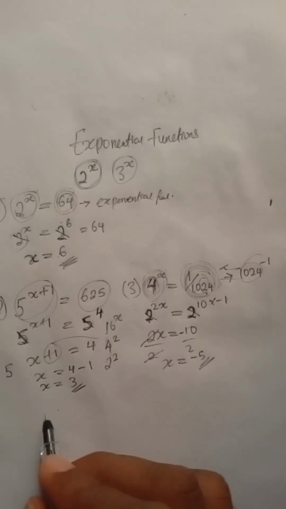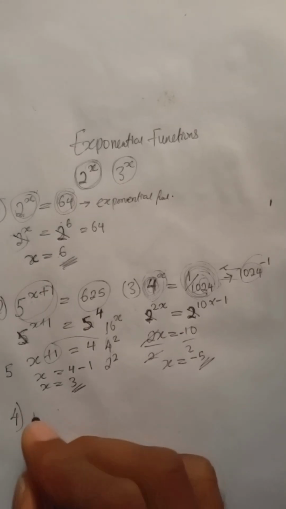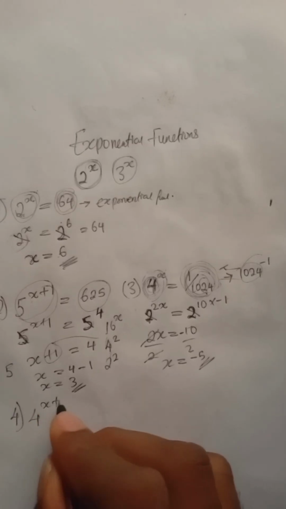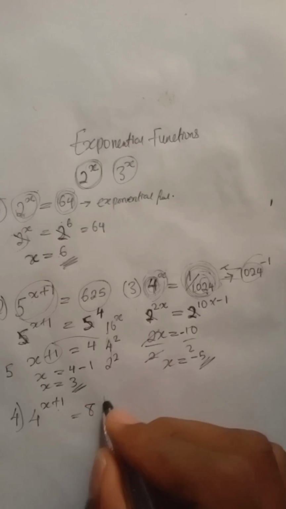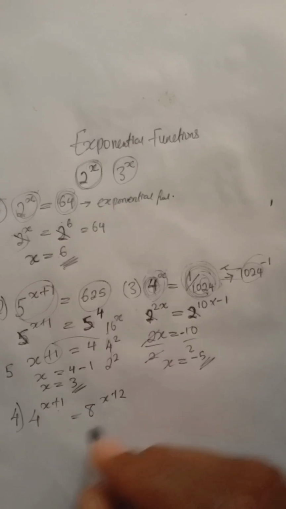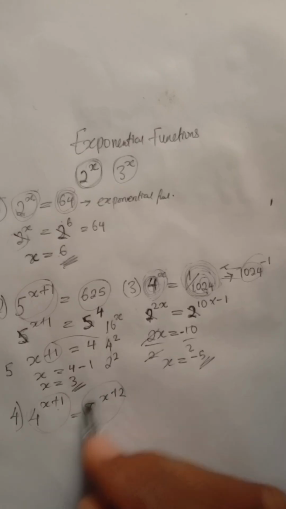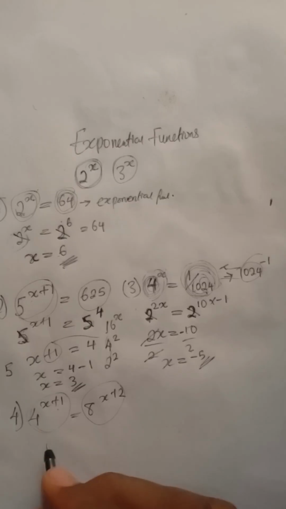Then question number 4. We have 4 raised to the power of x plus 1 equals 8 raised to the power of x plus 2. So now this is an exponential function, this is also an exponential function, and the base of this exponential can be expressed to the lowest base. So the lowest base of 4 is 2.